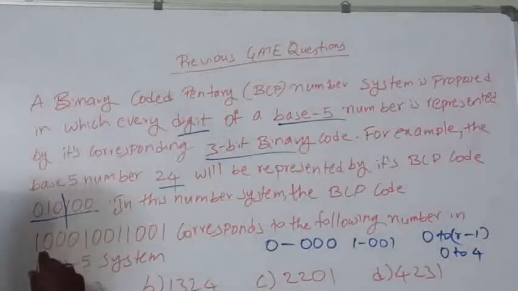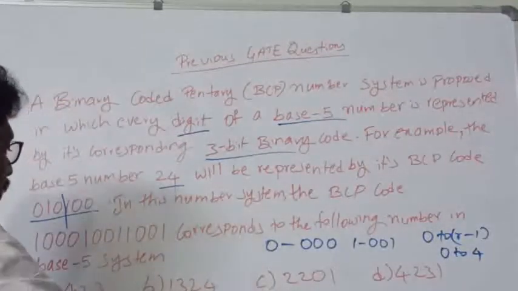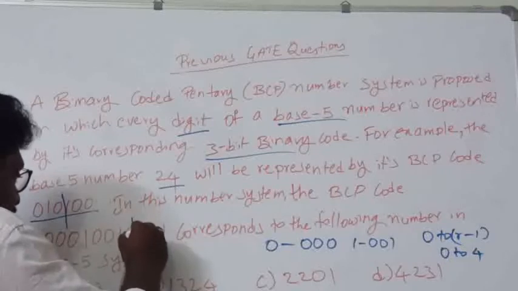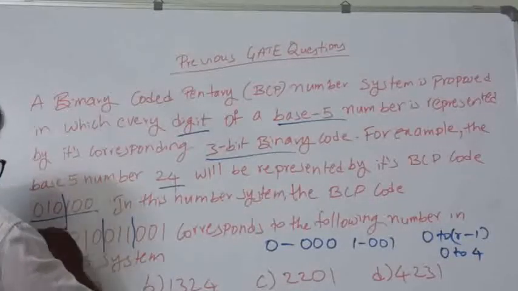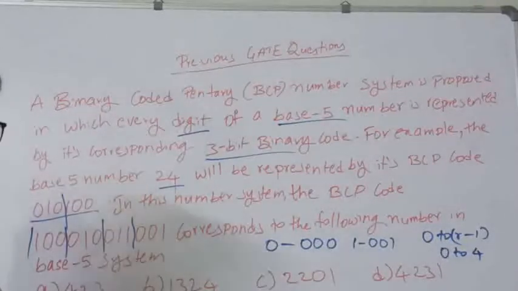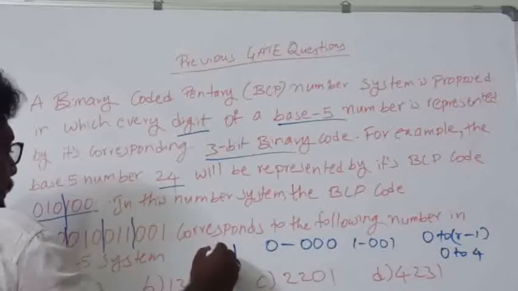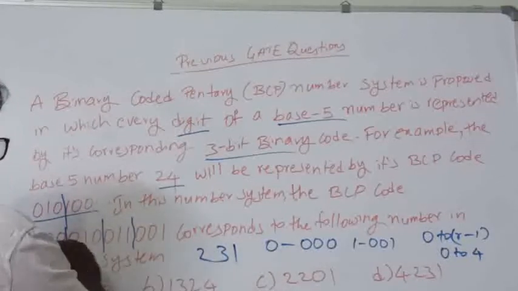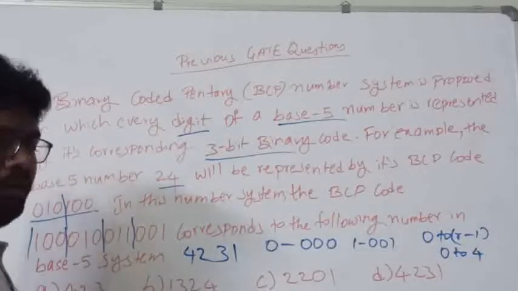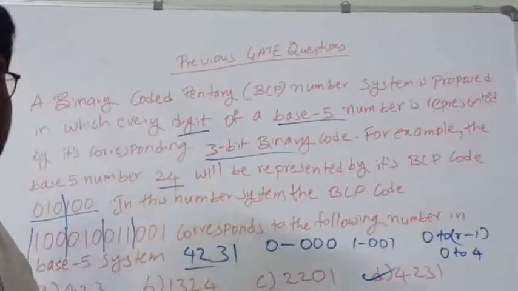See the question here: 1 0 0 0 1 0 0 1 1 0 0 1. So divide this into 3 digits: 1 2 3, 1 2 3, and 1 2 3. So 0 0 1 represents 1, 0 1 1 represents 3, 0 1 0 represents 2, 1 0 0 represents 4. So the answer is 4 2 3 1.